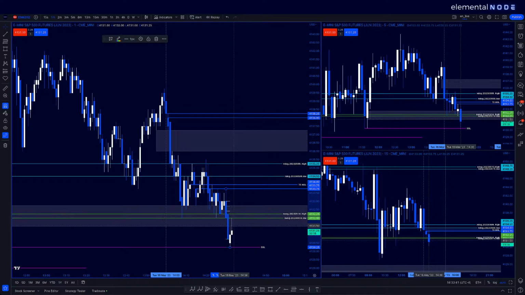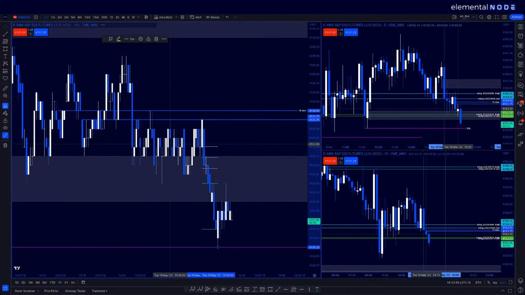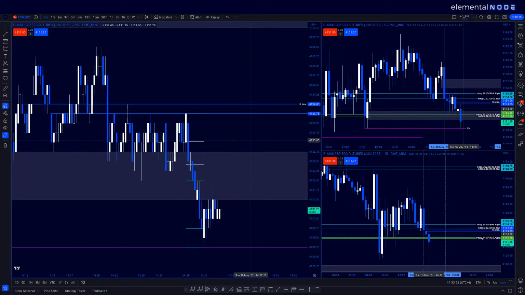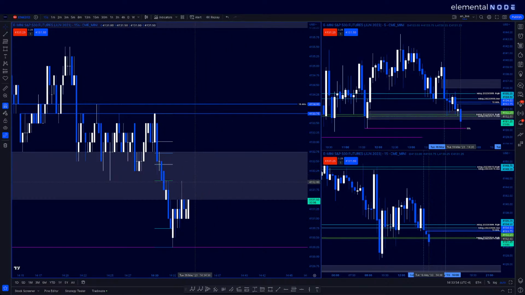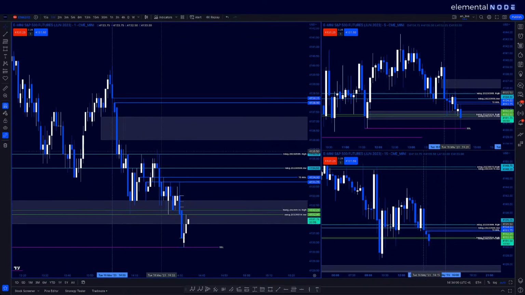Looks like the 50% level is right at the low of that new week opening gap. Go to the 15-second chart. The 50% equilibrium level is right there. It's pretty awesome the way that lined up.